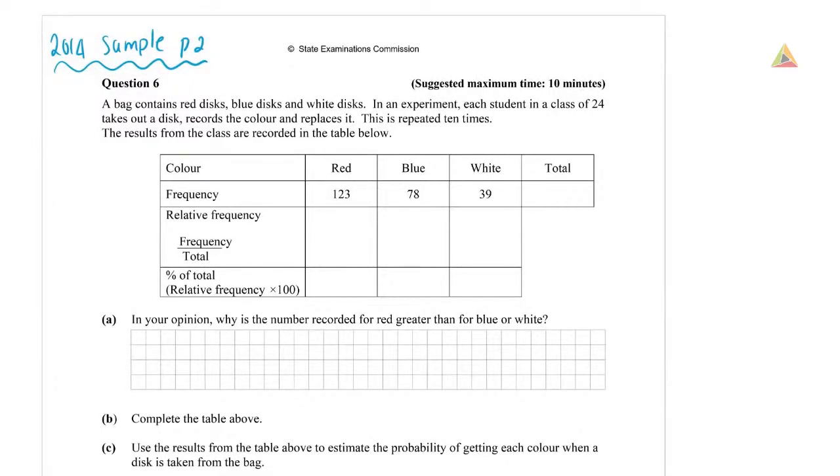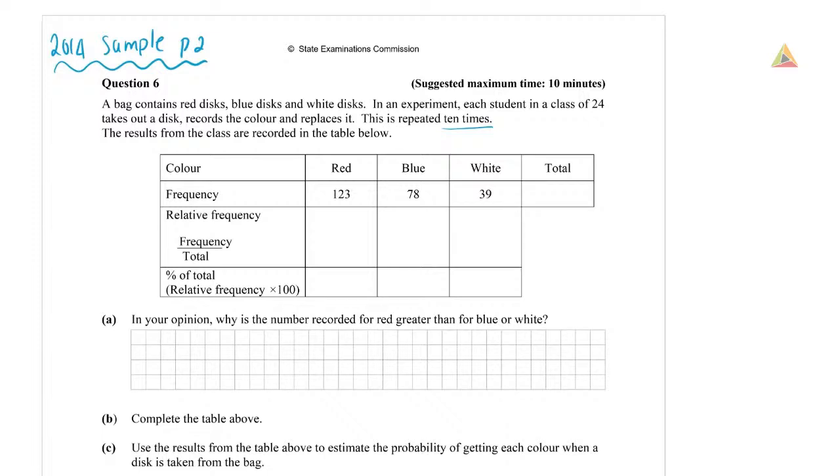So a bag contains red discs, blue discs, and white discs. In an experiment, each student in a class of 24 takes out a disc and records the colour and replaces it. This is repeated 10 times. I'm just going to underline this, that it's repeated 10 times. The results from the class are recorded in the table below.